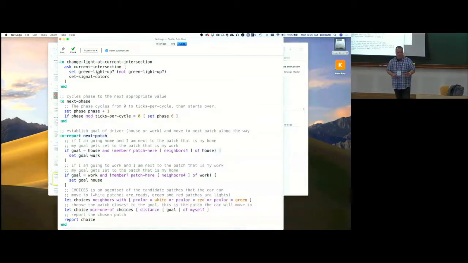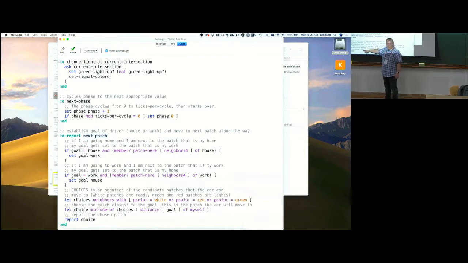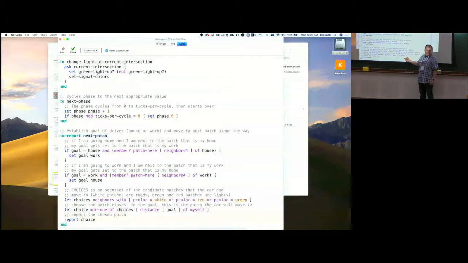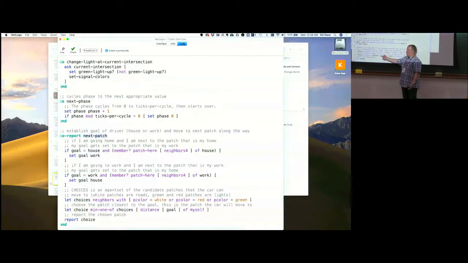Distance only takes one argument, and that argument is a patch or an agent, because distance is a reporter that is calculated for that agent. So what min-one-of is going to do is go over every patch in choices and iteratively call this function on it. And so choice one, the patch in front of me, is going to call distance on the goal of myself, and myself is whoever called patch one, which was the turtle, the agent that we're currently talking to.